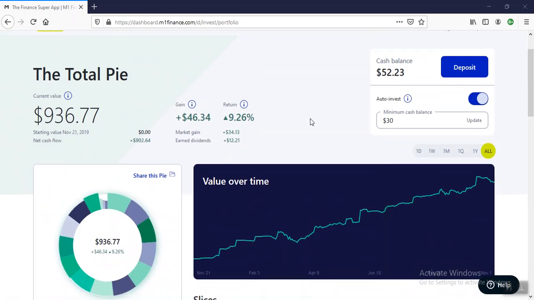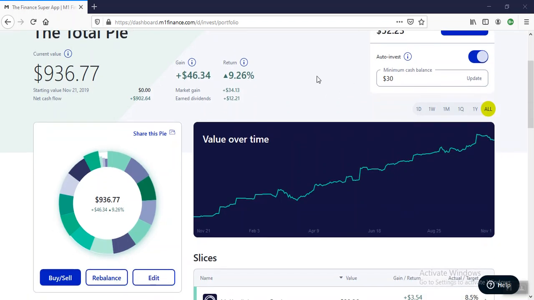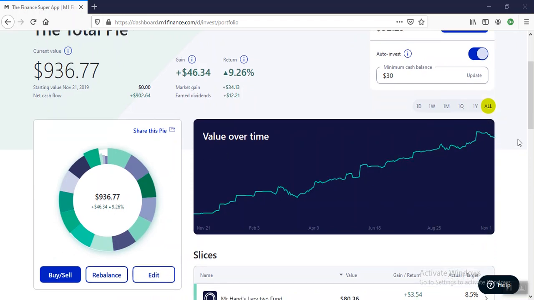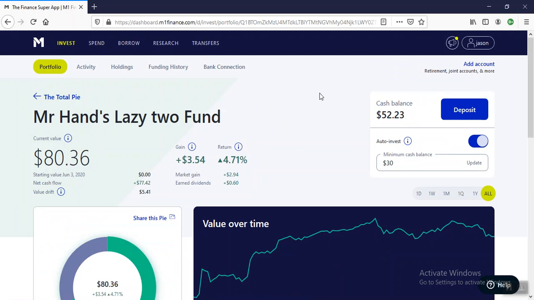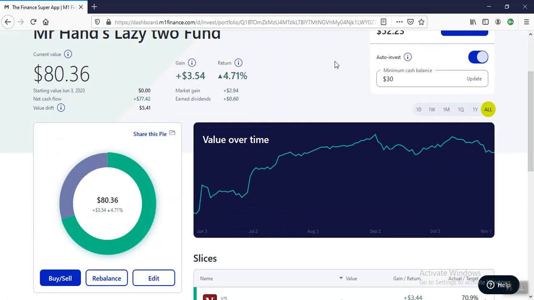So we are up. Net cash flow was $902. So my market gains are $34 and I've earned $12 in dividends. God damn, that's a lot. For a $46 gain or a 9.26% return, which, I mean, you can't hate on a 9% return.